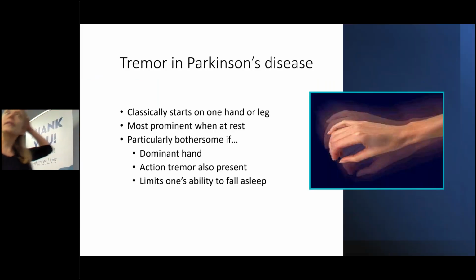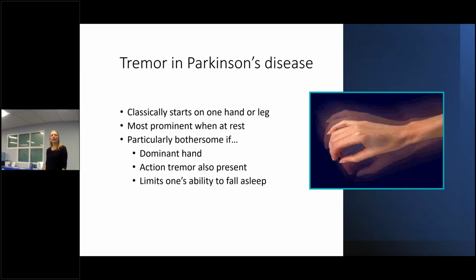Tremor in Parkinson's classically starts on one side of the body and then may or may not go to the other. It is most prominent when a person's at rest, but Parkinson's tremor can do what it wants. It is not always at rest. And it's bothersome for folks if it happens on their dominant hand, if it wakes them up from sleep, or if it makes sleeping hard because it's shaking there when they're trying to go to bed.